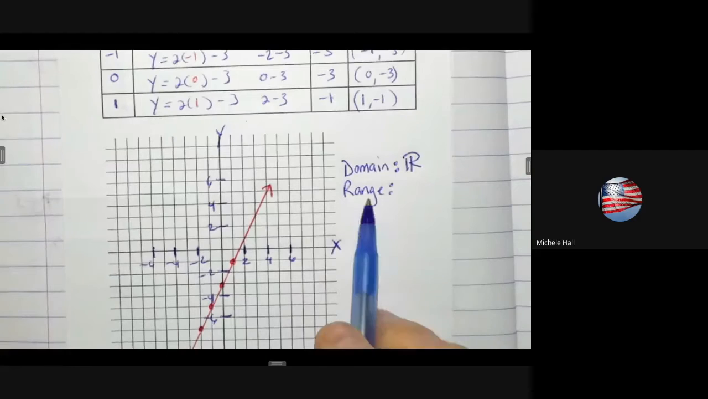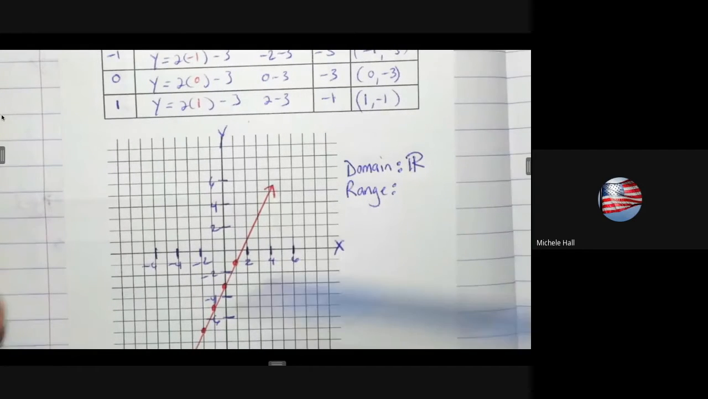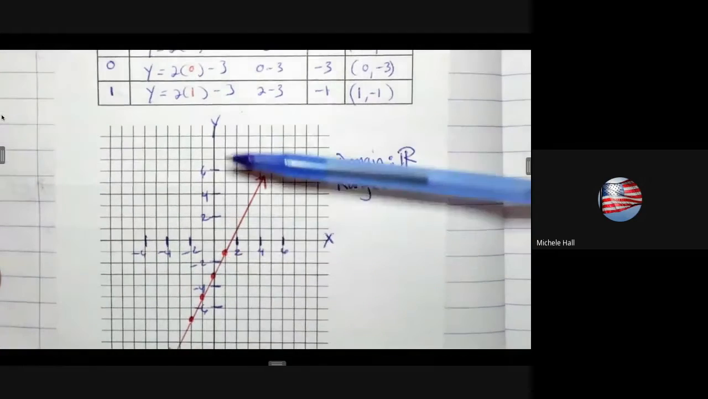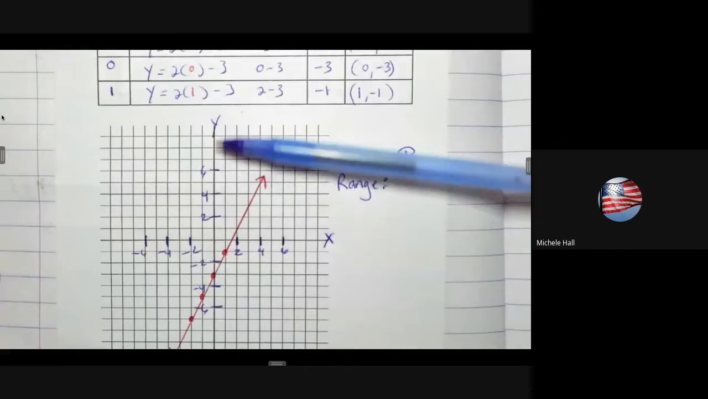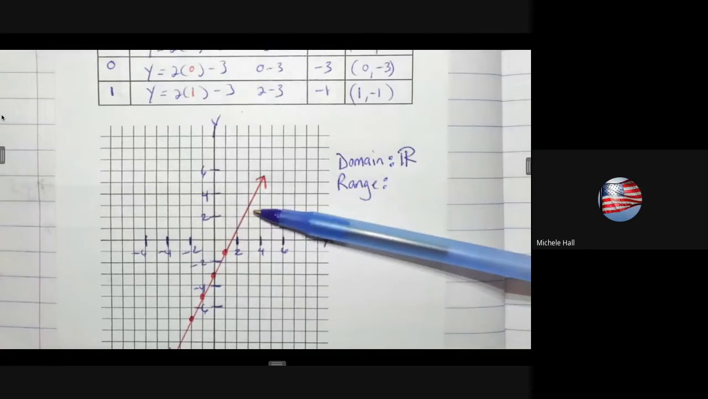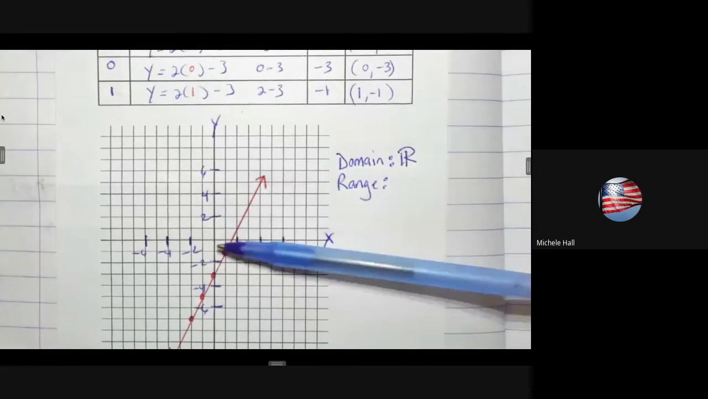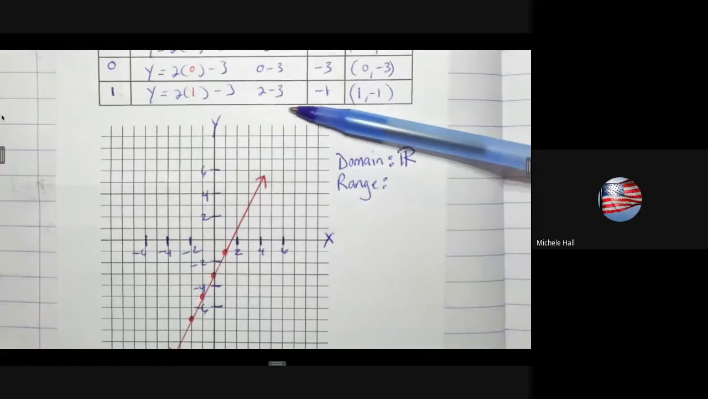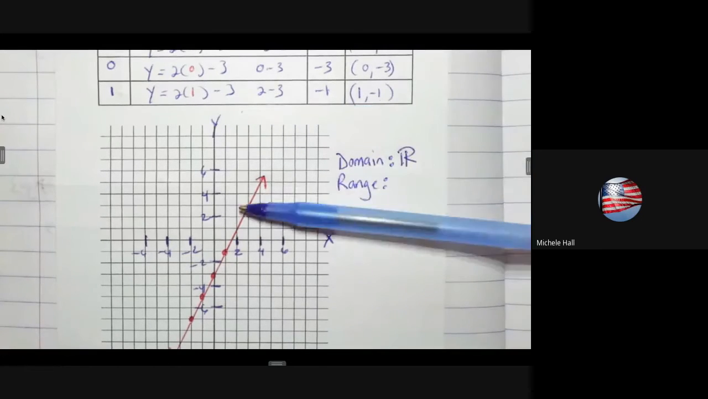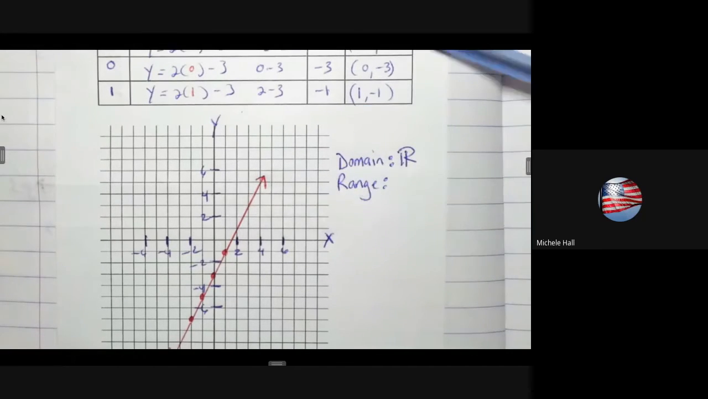What about the range? The range is about the y value. So if I take my pencil or pen and I look at the y-axis, is the function there? If I look at 2, here's the function. If I look at 5, here's the function. What about at 10? Would the function still be there? Yes, because this line extends into infinity.